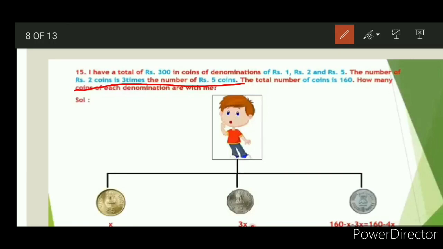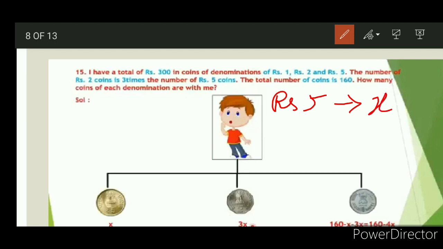How will you represent the unknown? Using the variable x. Right? The number of coins is not given directly. In the previous question they were given in ratio form, but here they are given in statement form. We know how to solve it. Rupees 2 coins is 3 times the number of 5 rupee coins. So first we have to assume the rupees 5 coins is x.